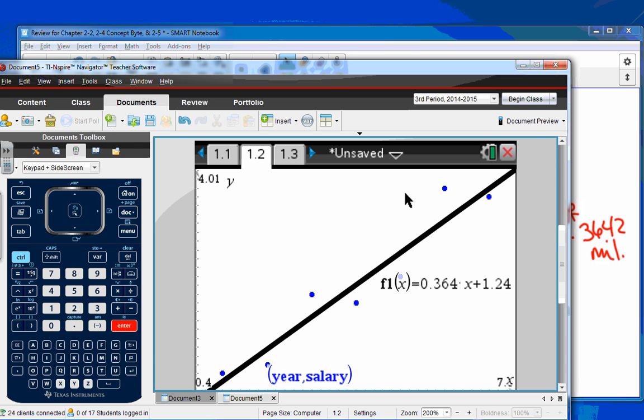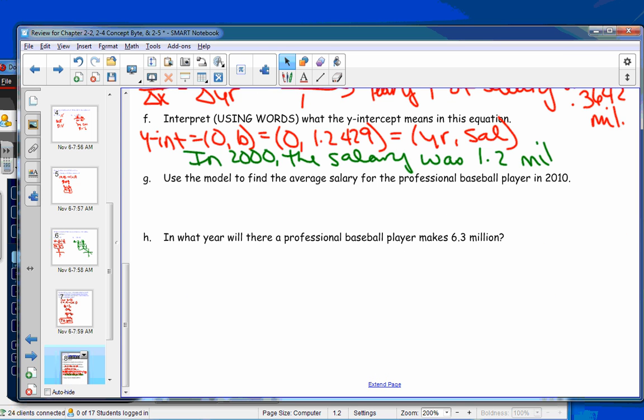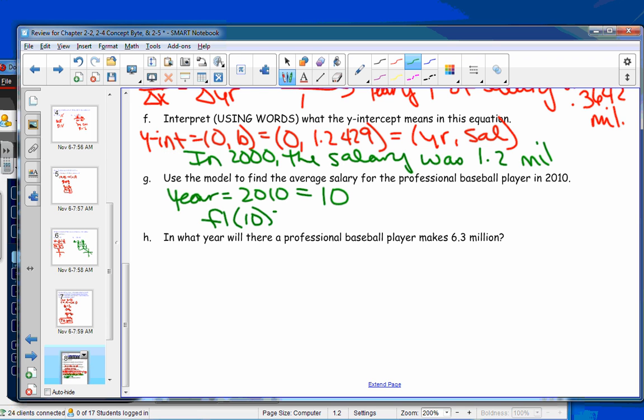Because now I'm going to be doing predictions, and my predictions need to be found on that line, correct? So we go back to our questions, and our question on letter G says to do what? Use the model to find the average salary for the professional baseball player in 2010. So I give you the year of 2010, which corresponds to what number in our data? If 0 is 2000, then 2010 is going to be 10.